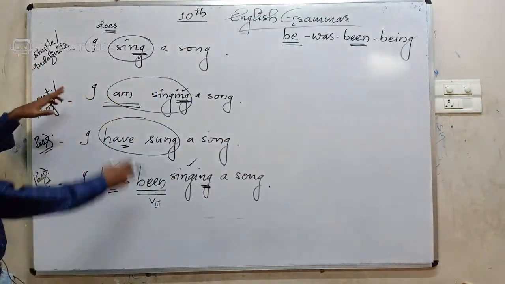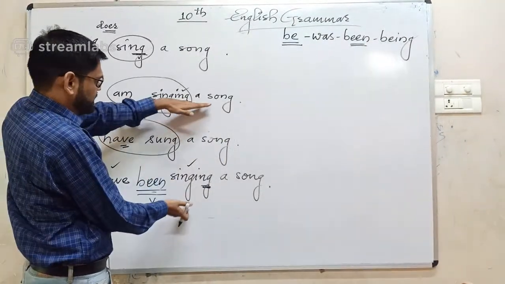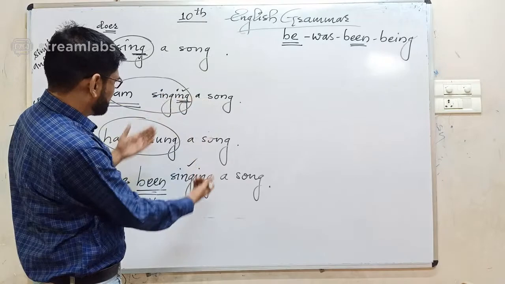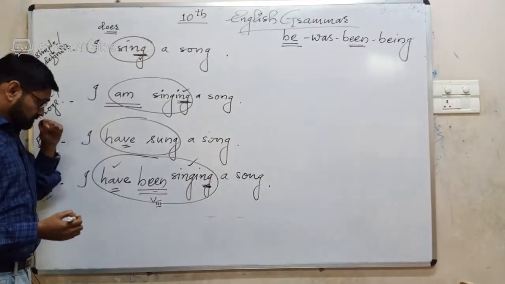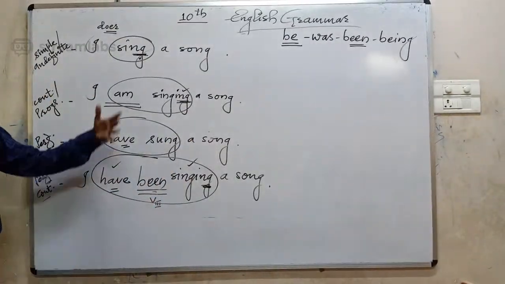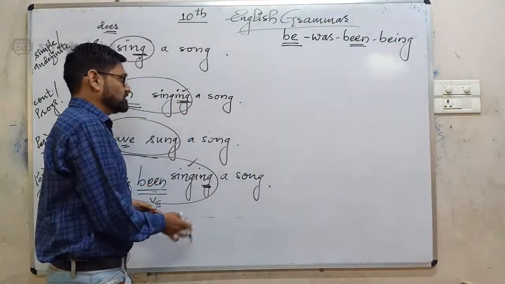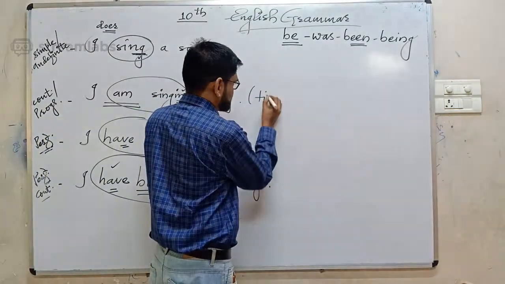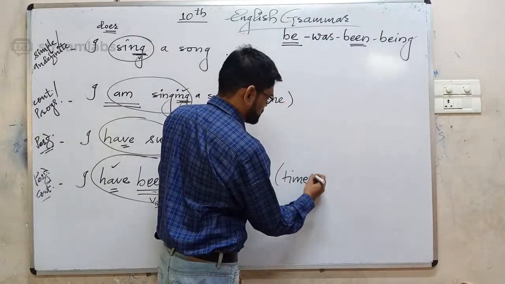Okay. Now the difference between continuous and perfect continuous. Remember, they look similar, they appear similar. I am singing, I have been singing. I'm singing a song. I have been singing a song. If you translate them, they are almost alike. But the difference, remember, is the word that shows time. This is the difference between these two.